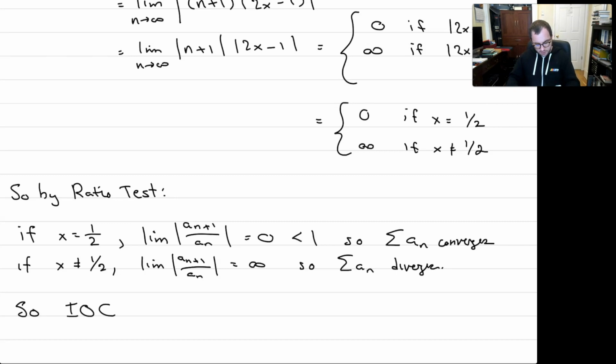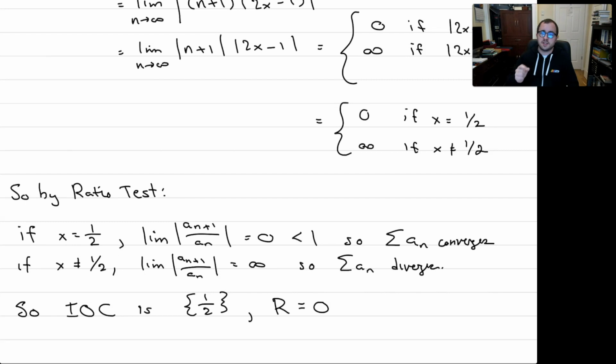So the interval of convergence is 1/2, and the radius of convergence is 0. This is a situation where the series converges only for one value of x. In this case, x equals 1/2. If x is not equal to 1/2, the series diverges.